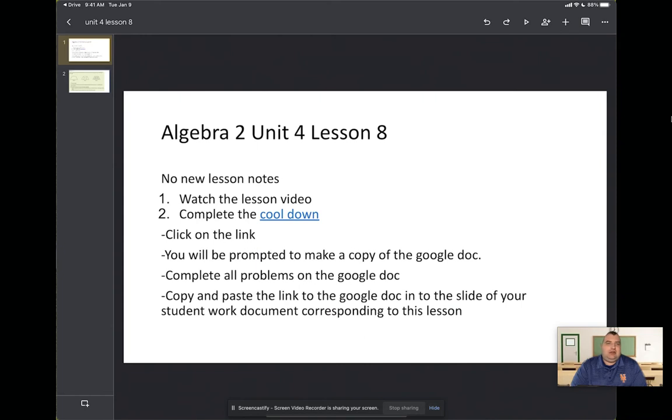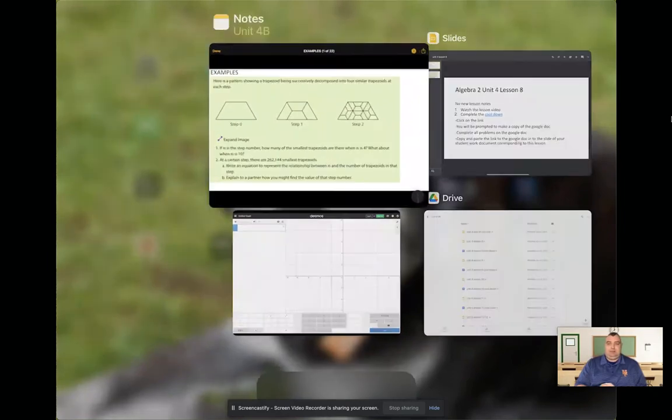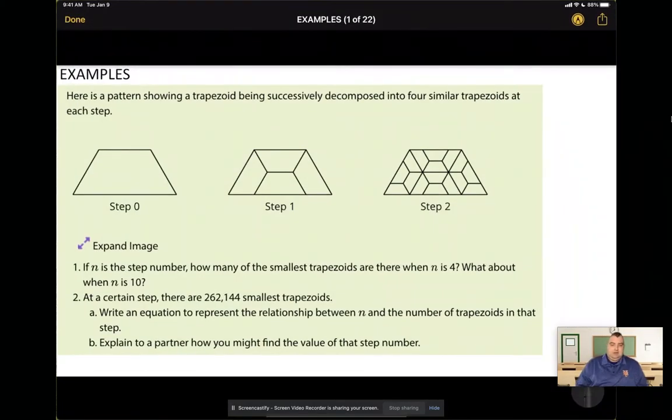So, to start Algebra 2B, we will start with the second half of Unit 4. You might remember at the end of last semester, we left off with the first half of Unit 4. So, we're going to start the second half of Unit 4, which starts with Lesson 8. There are no new lesson notes in this particular lesson, so I'm going to get right into the examples.